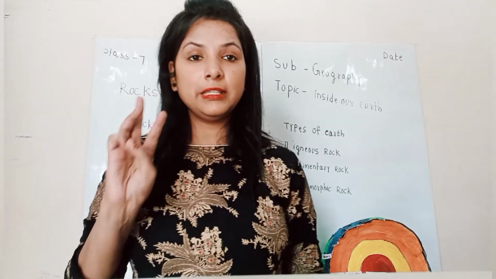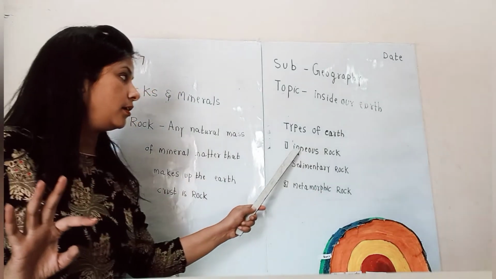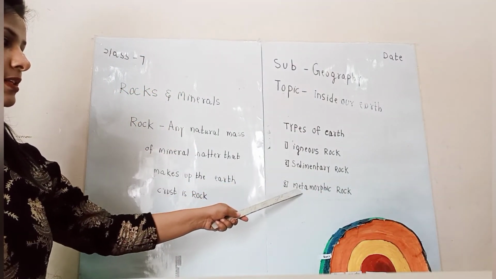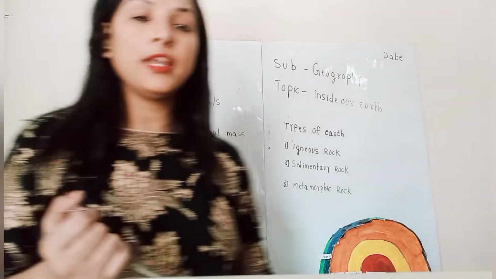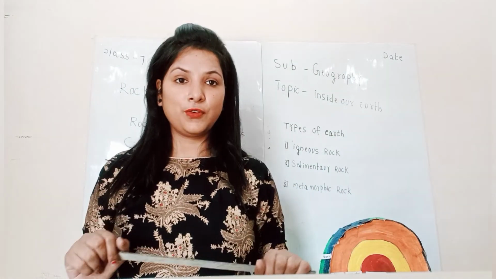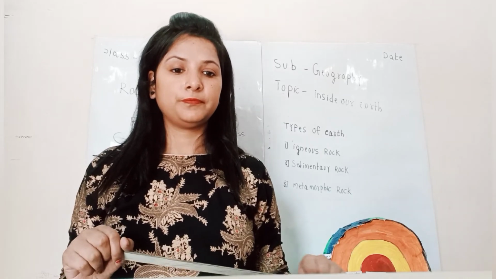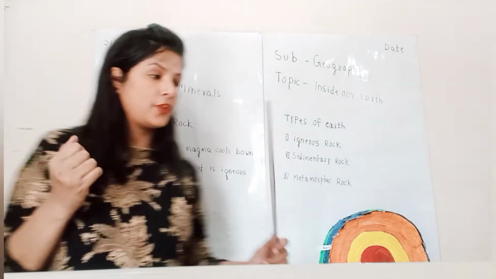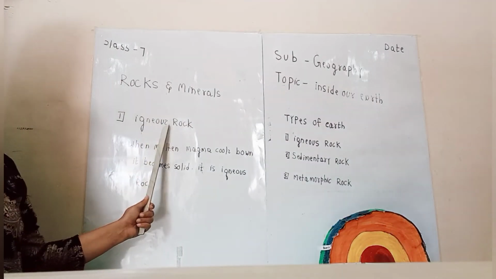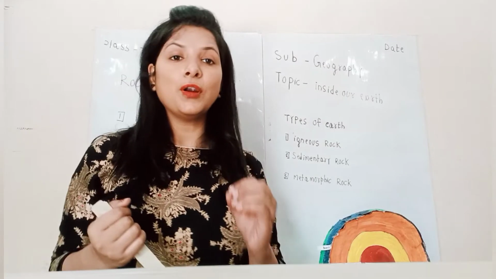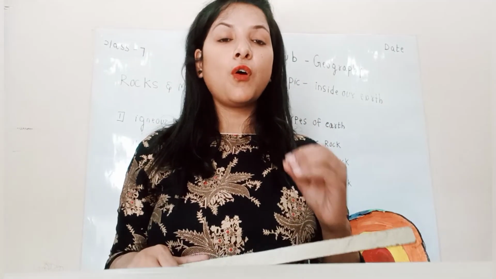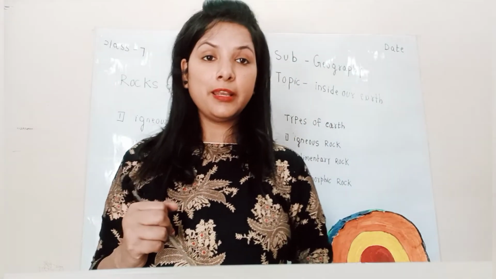Now we will learn about different types of rocks. There are basically 3 types of rocks. You can see here, first one is igneous rock, second is sedimentary rock, and third is metamorphic rock. So what is igneous rock? We will learn first. When the molten magma cools down, it becomes solid. The rock formed like this is known as igneous rock.